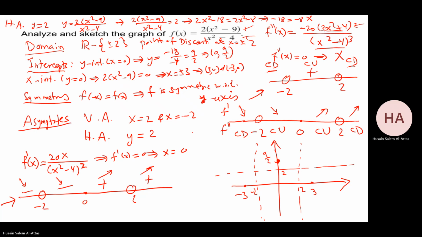Okay, I'm graphing it from here. Between minus infinity and minus 2, it's decreasing and concave down. This line will not be crossed for sure, so my graph will be here, it cannot be here, because if it's here, it means I will cross the horizontal asymptote, which is not true. So it will be something like this, decreasing and concave down.